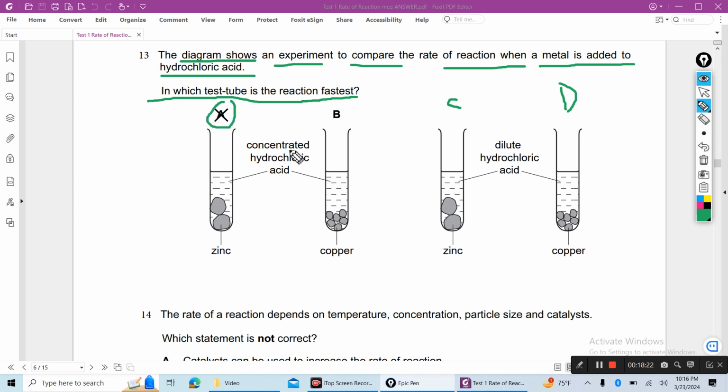Why? Zinc, hydrochloric acid. In the reactivity series, zinc reacts with hydrochloric acid, because copper will not react with hydrochloric acid; copper is below hydrogen in the reactivity series. This zinc will react but copper will not react. But why answer A? Because the reaction is fast with concentrated hydrochloric acid, while here there is dilute hydrochloric acid. With dilute hydrochloric acid the reaction will be slow, with concentrated hydrochloric acid the reaction will be faster. So the answer is A.